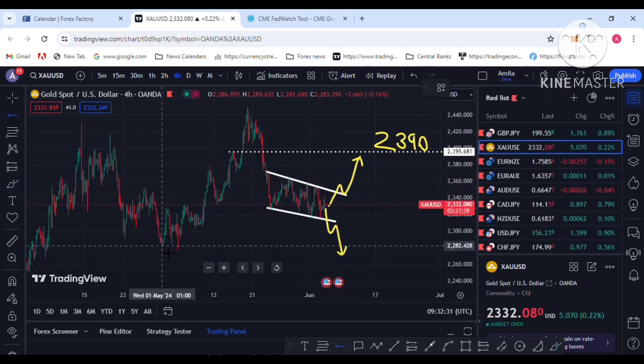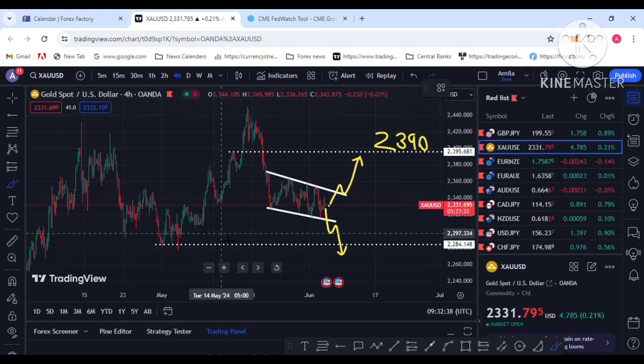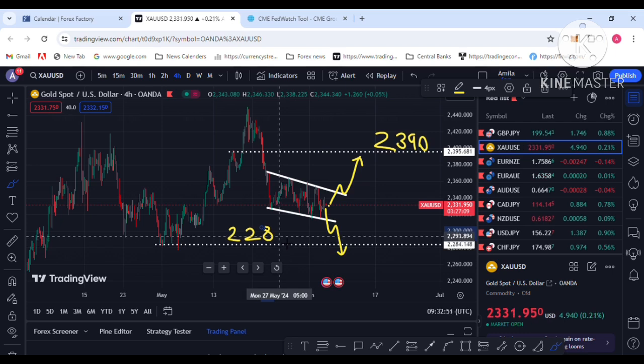the zone below, the 2280 zone. That's the target for the breakout to the downside. Those are the two options with the technical analysis of the pattern breakout on our gold chart.